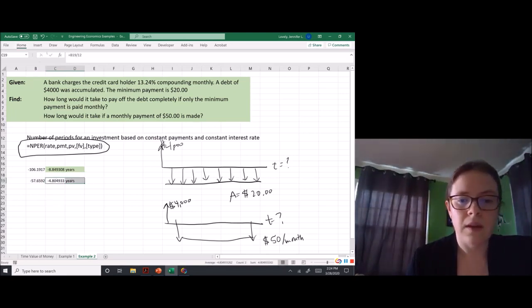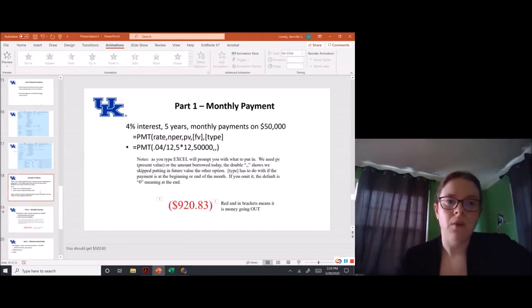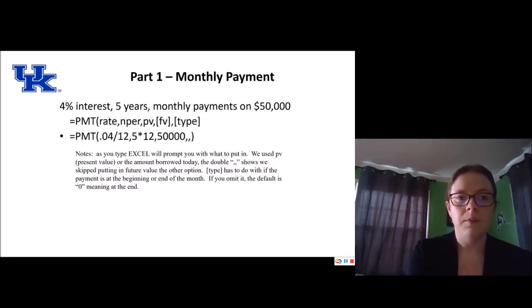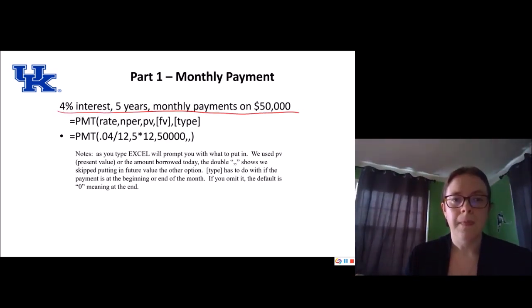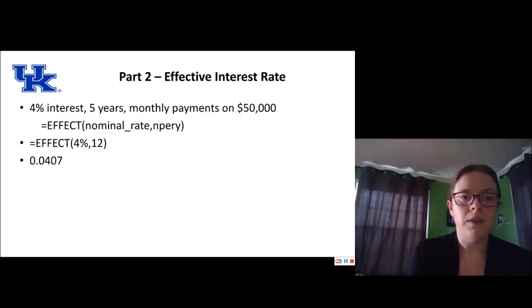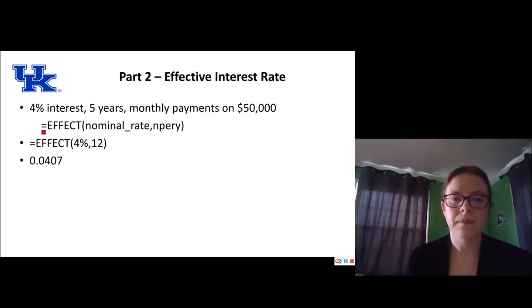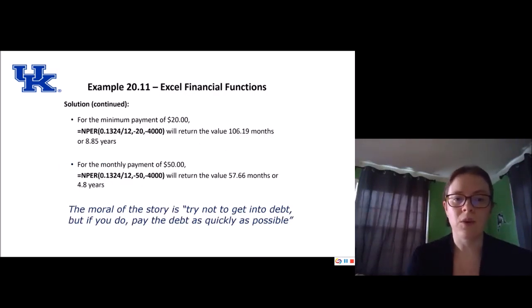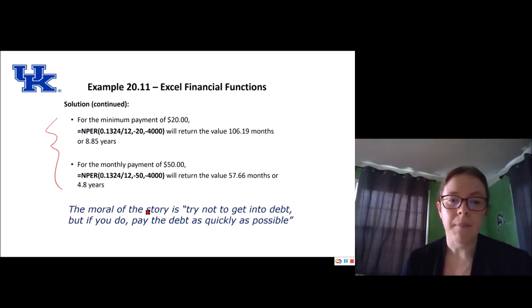All right, so I'm going to go back to the PowerPoint presentation and just review what we did. This is where we started. So again, we use the payment function here for 4% interest, 5 years, and monthly payments on $50,000. For the effective interest rate, we used the function effect. And then we did financial functions looking at credit card debt. And this was the procedure that we followed in Excel. So the moral of the story here is try not to get into debt, but if you do, pay the debt off as quickly as possible.